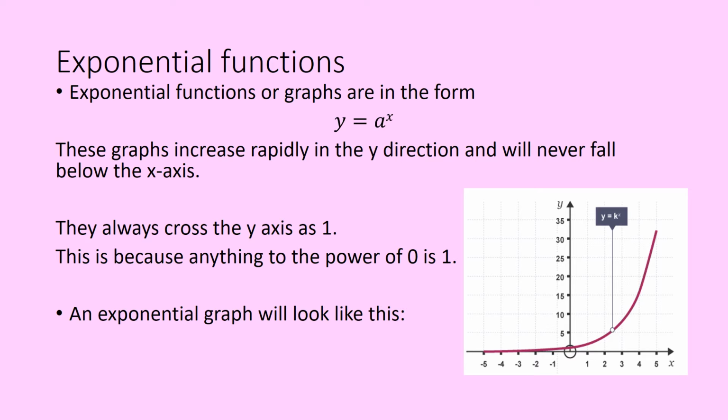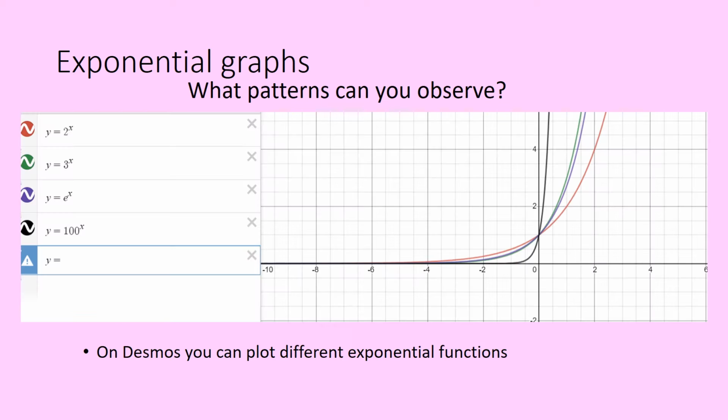If we substitute x equals 0 into our equation, y equals a to the x, then y equals a to the power of 0, which is equal to 1. So all of them will cross at (0, 1). An exponential graph looks something like this. This is the graph of y equals k to the x. It slowly increases, crosses the y-axis at 1, and then rapidly increases as x increases.